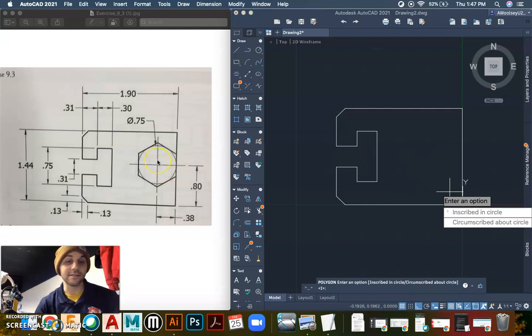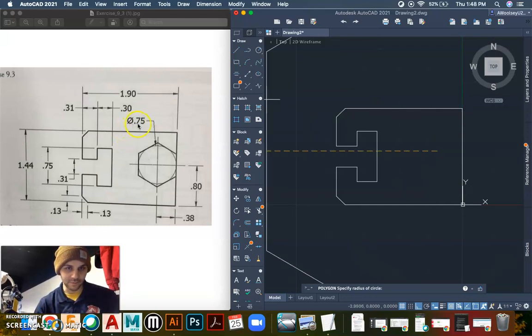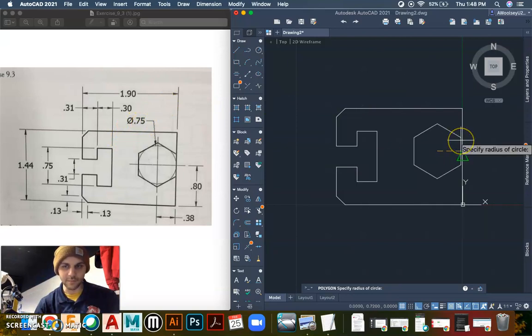Now it wants to know, is the hexagon inscribed? Is it inside of the circle? It's outside the circle, so it's circumscribed. So I can type C, or I can click on that. And now it wants to know, what is the diameter of the circle that it is around? It tells us the radius is 0.75, and we know 0.75 divided by 2 is 0.375.